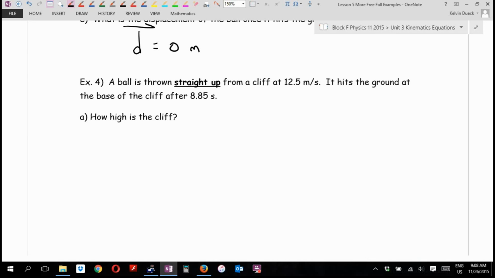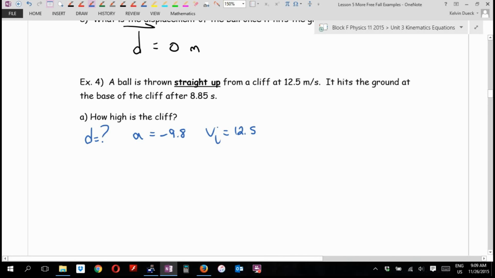Ty, what's A asking me to find? Let's list our data. Are we throwing something? Is it in the air? Are we in free fall? I know A. Ty, what else do I know? 12.5. What else do I know?